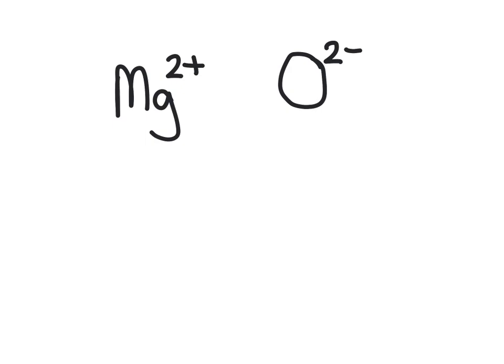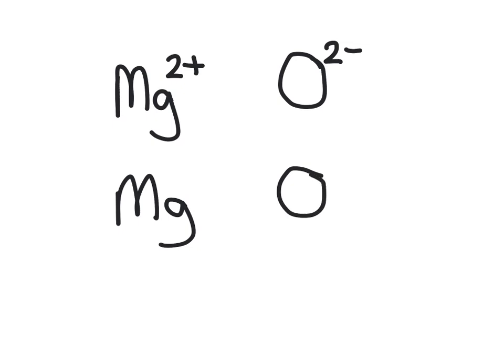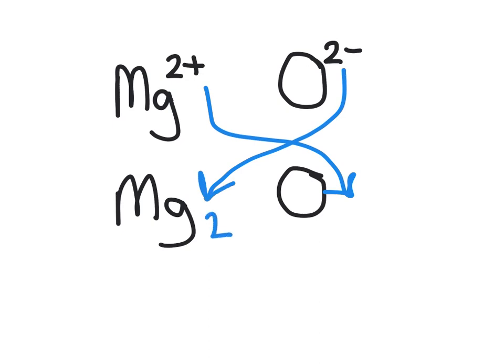Okay, we're going to use our swap and drop method again. So I'm going to write the two elements underneath there, and I'm going to swap and drop these charges. Now you'll notice they're both 2, okay? And actually what we can do is, rather than writing Mg2O2, we're not going to write that. We're going to write it more simply as just magnesium oxide. And that gives us our empirical formula for the ionic compound. It gives us it in its simplest form.